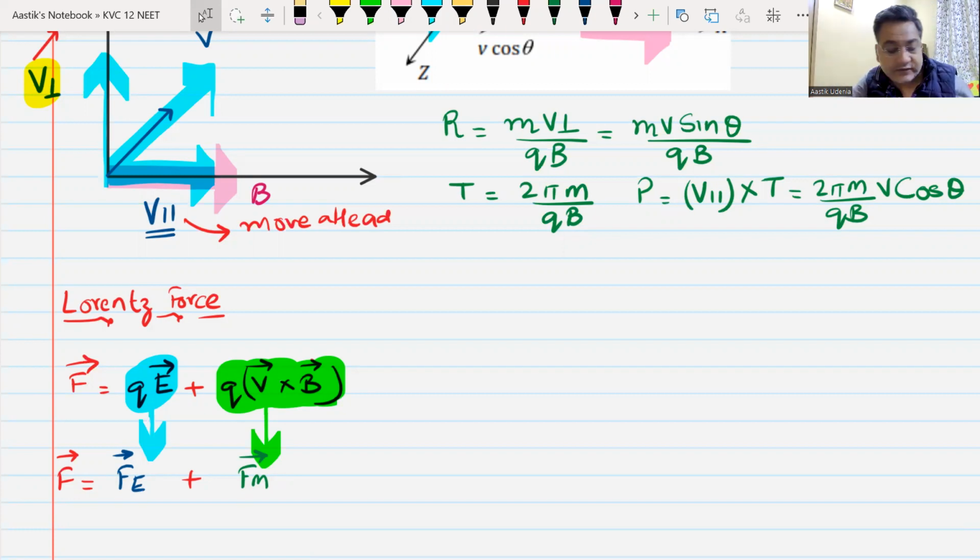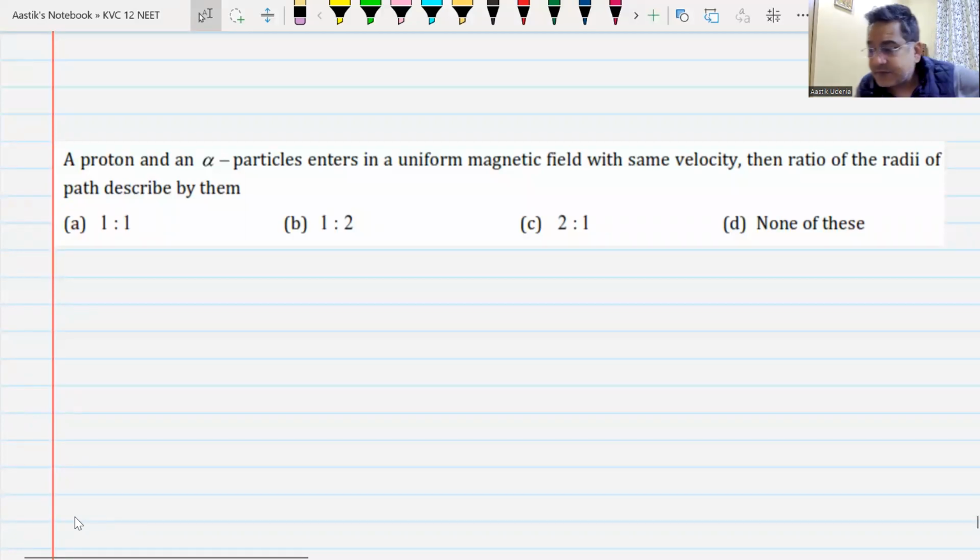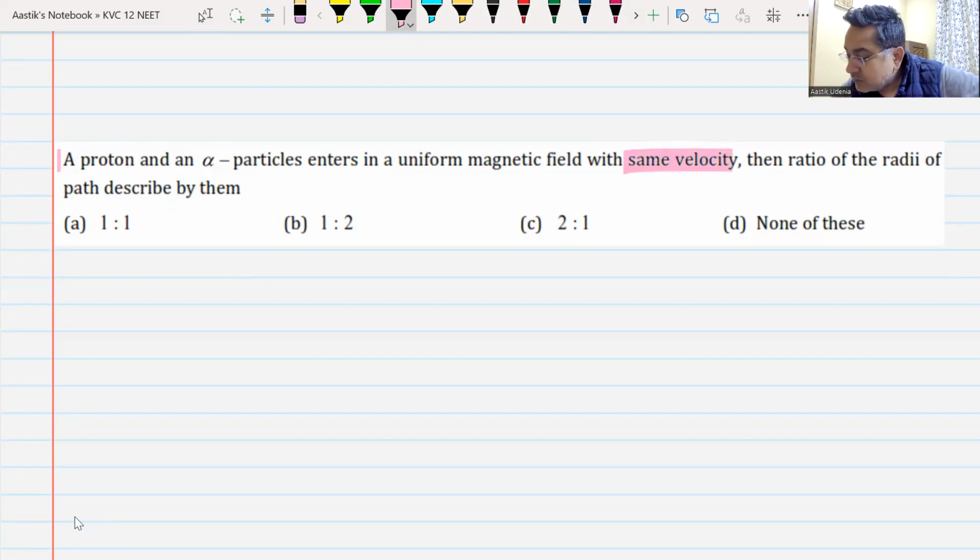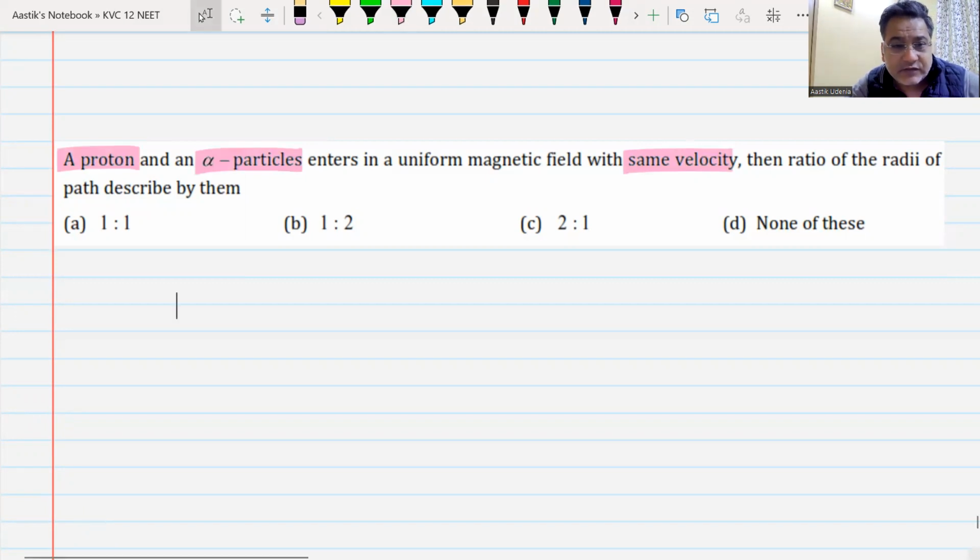This is the first question that is coming on your screen. A proton and an alpha particle enter a uniform magnetic field with the same velocity. Remember, the velocity is same. One is a proton, the other one is an alpha particle. What is the ratio of the paths described by them? I'll give you 2 minutes to give me the answer. I have an answer of 1:2. That is correct.